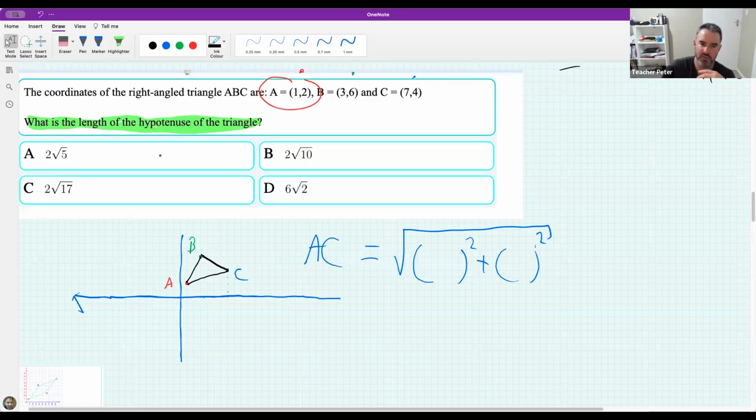So I had to use my geometry skills to realize that AC must be the hypotenuse because it's opposite the biggest angle here. So I need to make sure I focus on the right points, A and C. I'm going to go 7 minus 1, and then I'm going to go 4 minus the 2.